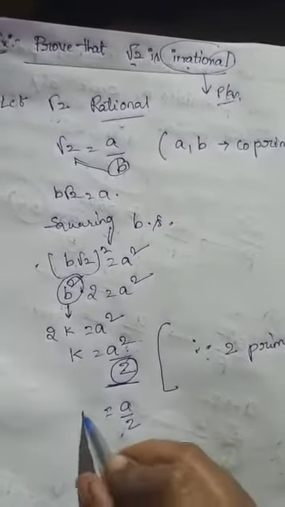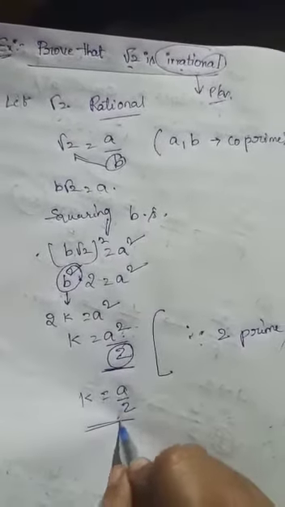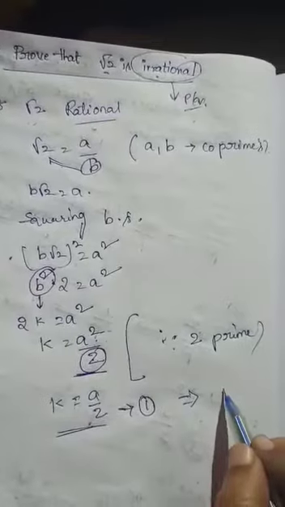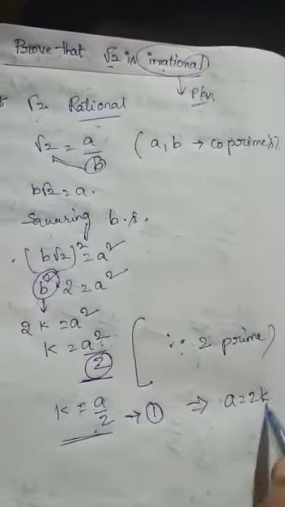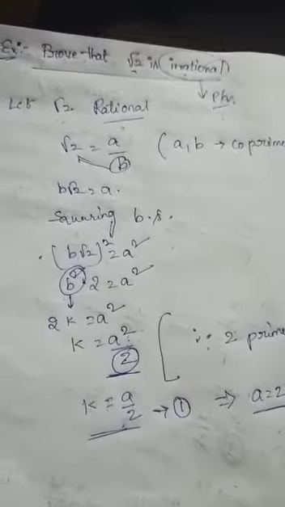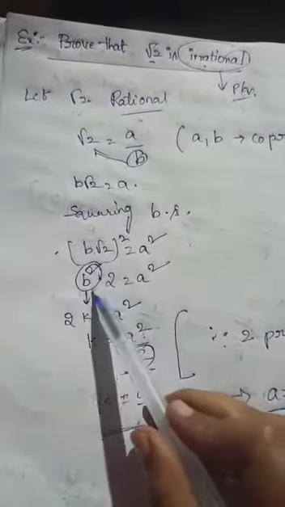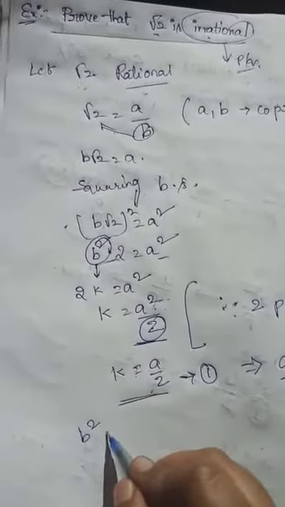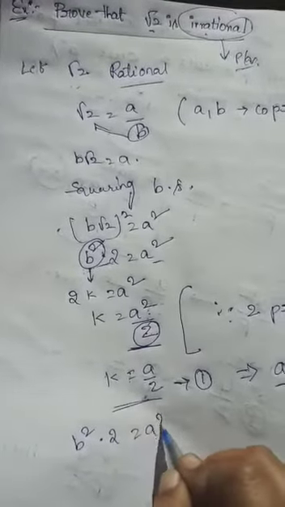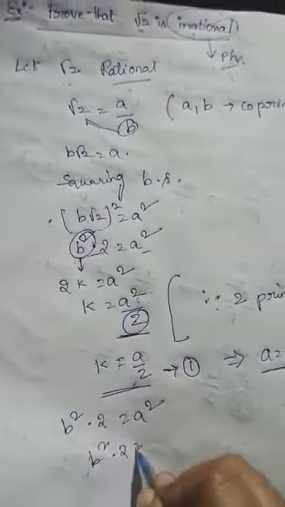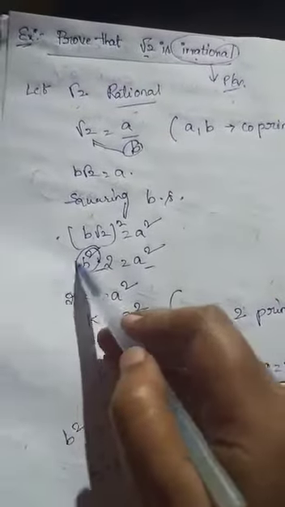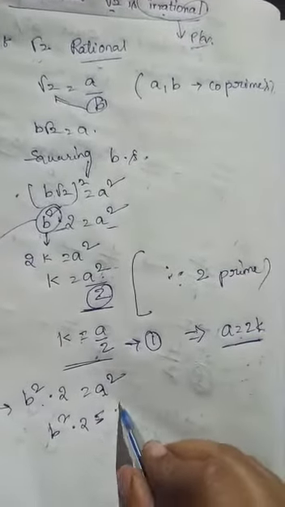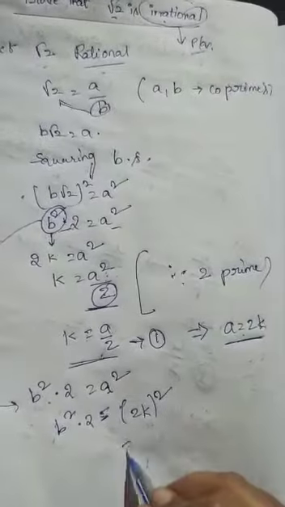a by 2 equals k. Okay, this is our equation 1. Here a equals 2k. Next, we get b square into 2 equals a square. We know the value of a, we get 2k whole square, which is equal to 4k square.